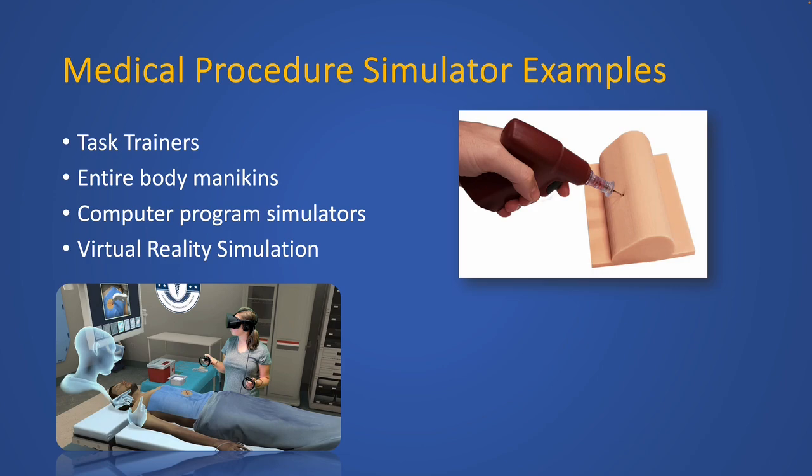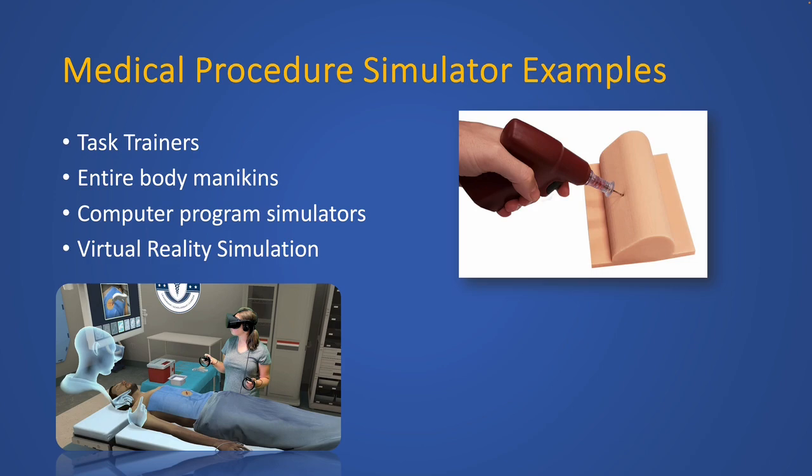Here are some examples of medical procedure simulators. The first and perhaps the most basic is the task trainer. These physical models train specific skills such as chest tubes, intubations, and Foley catheter placements. The one on my screen is an intraosseous placement task trainer.